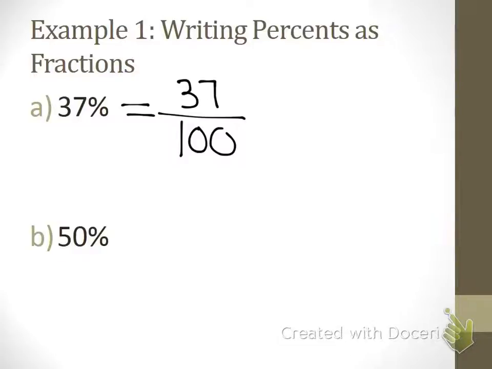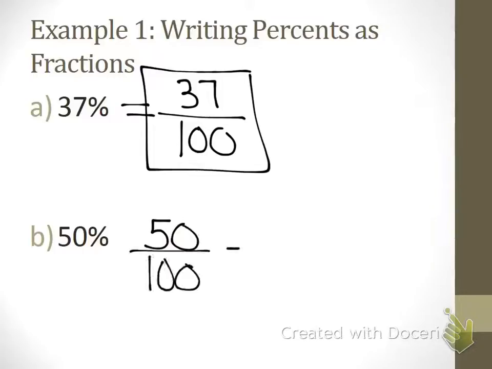Now, an easy way to check and make sure that your fraction is completely reduced is to enter it in your calculator, 37 over 100, and then hit equals. If the same fraction comes up, you know that it's in simplest form. If it reduces automatically, then you know it needs to be reduced. Well, look at the second one, 50%. We all know that 50 over 100 reduces to what? 1/2. Okay, we don't need to put that in our calculator, just 1/2.